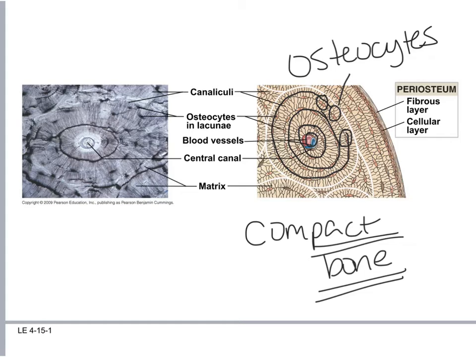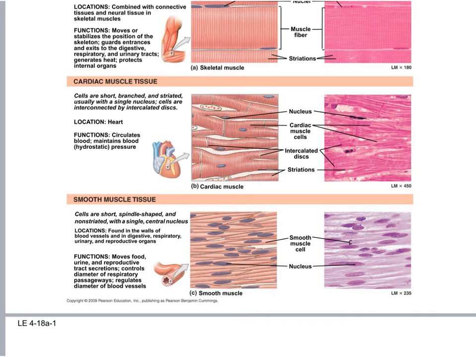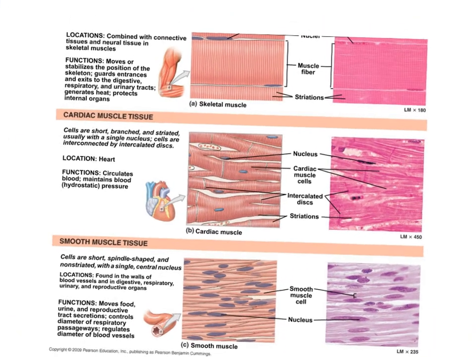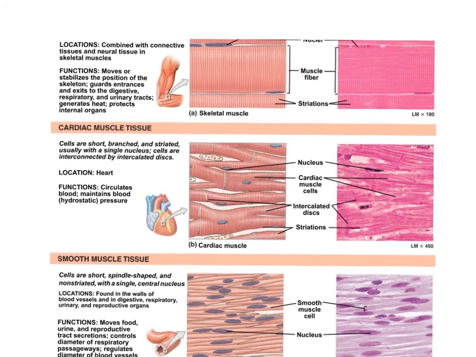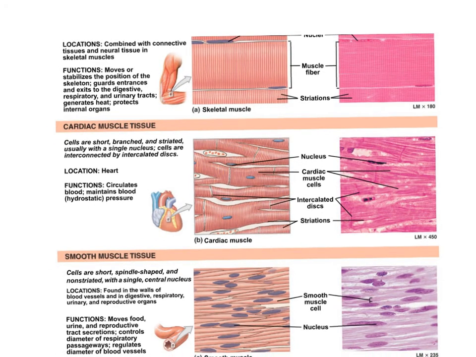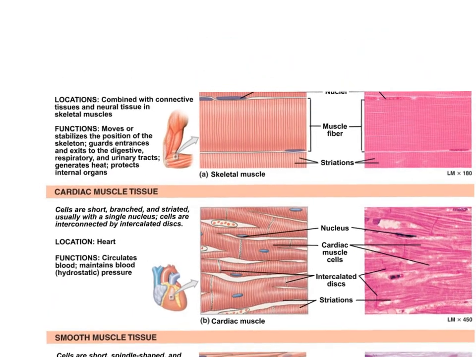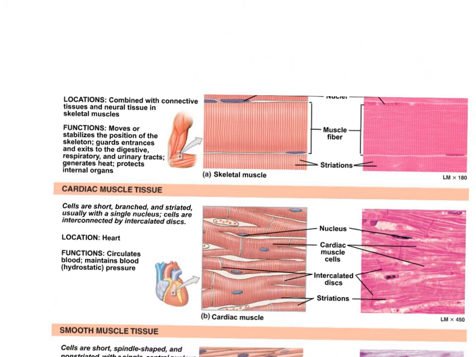All right, then we're going to go on to the third type of tissue. Remember, we had epithelial, connective, and now the third type of tissue is called muscle. And so there's three different types of muscle. We have skeletal muscle, which you see on the top, cardiac muscle, and then smooth muscle. And you have to know all three for the lab exam. So the top one here is skeletal muscle.